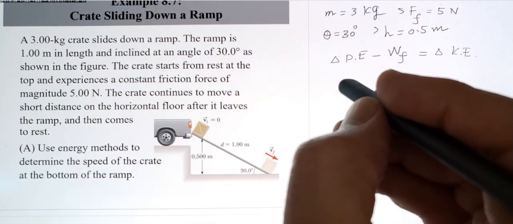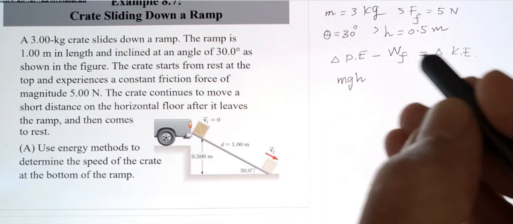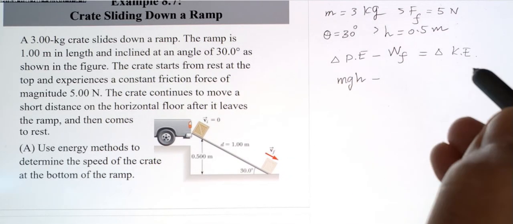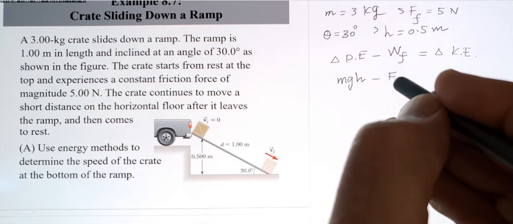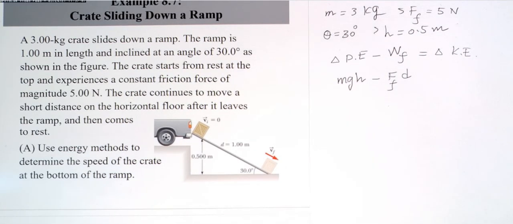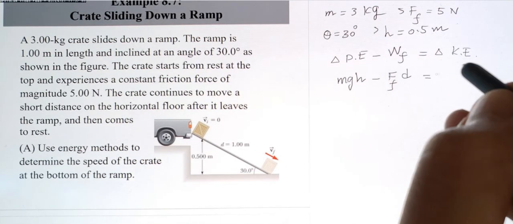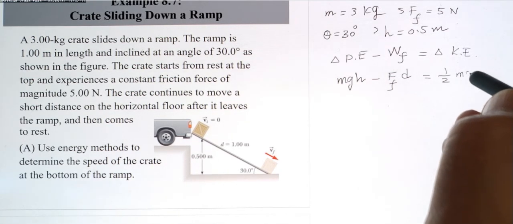So mgh minus what's the work done by friction? It's the force of friction multiplied by d, is equal to half m v square.